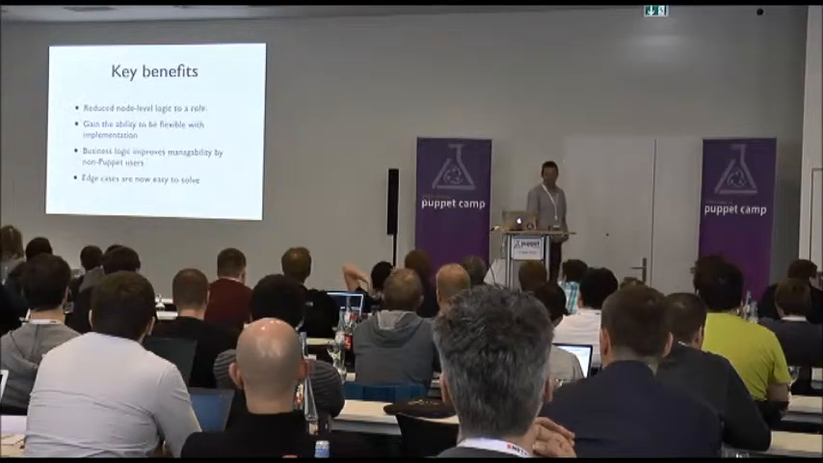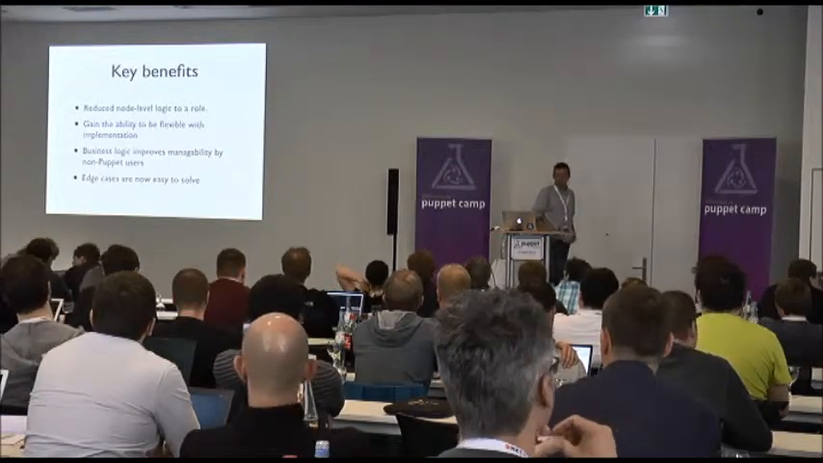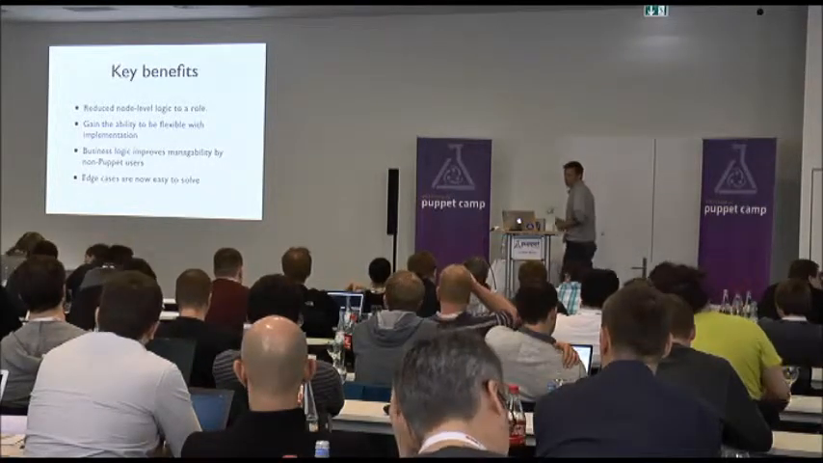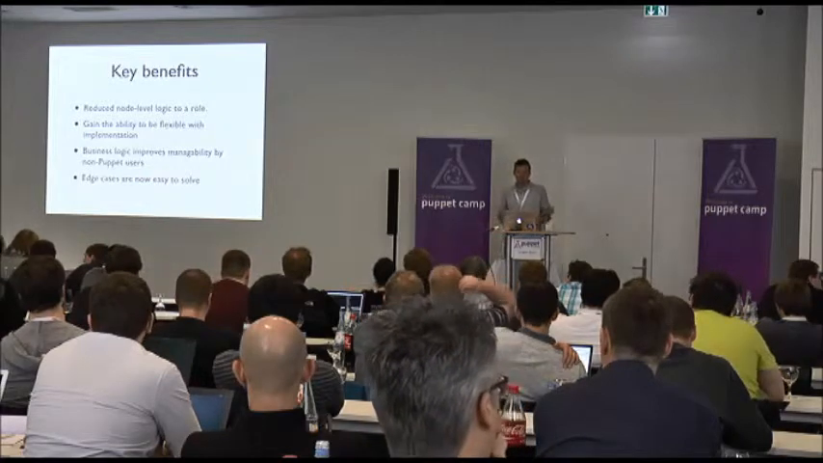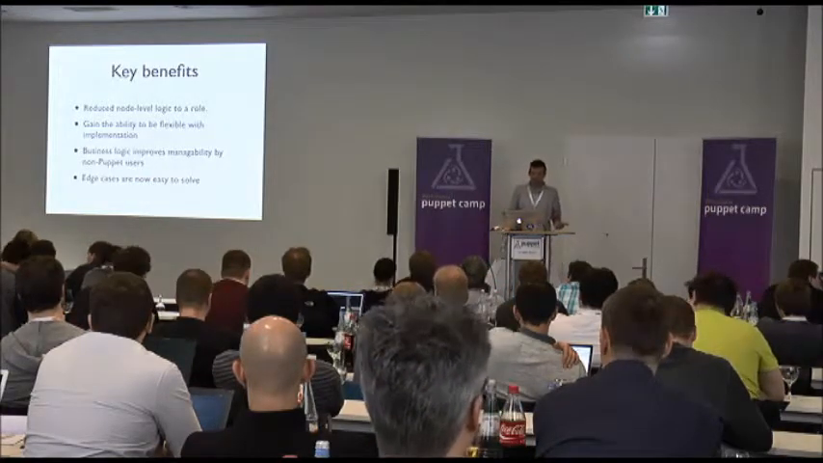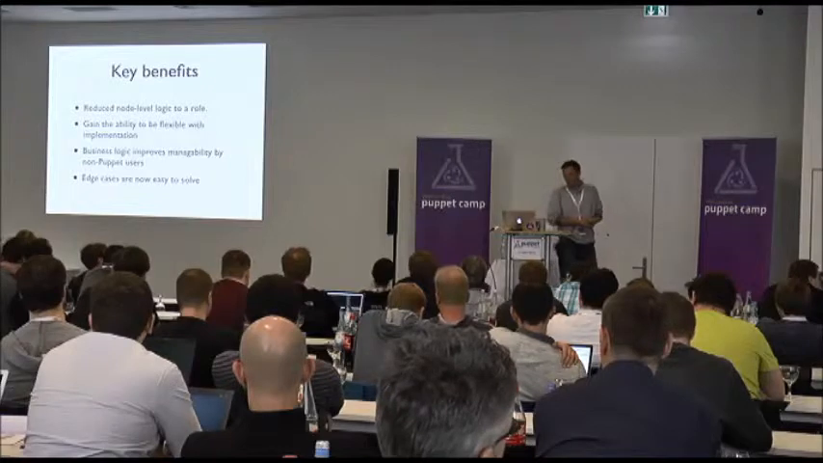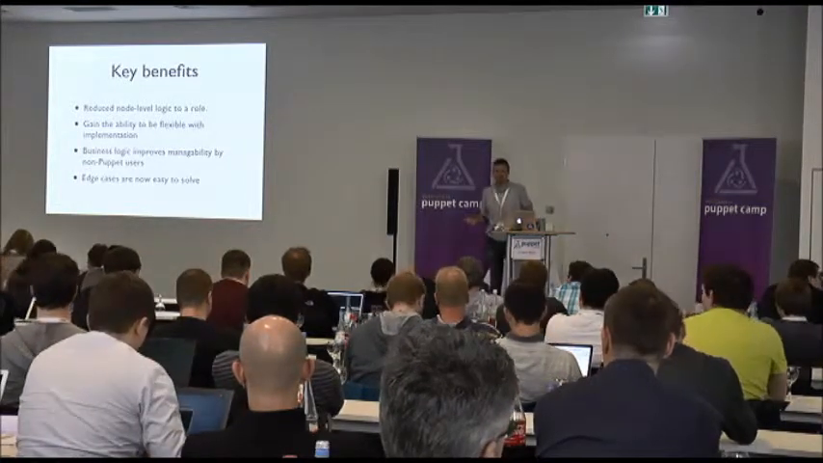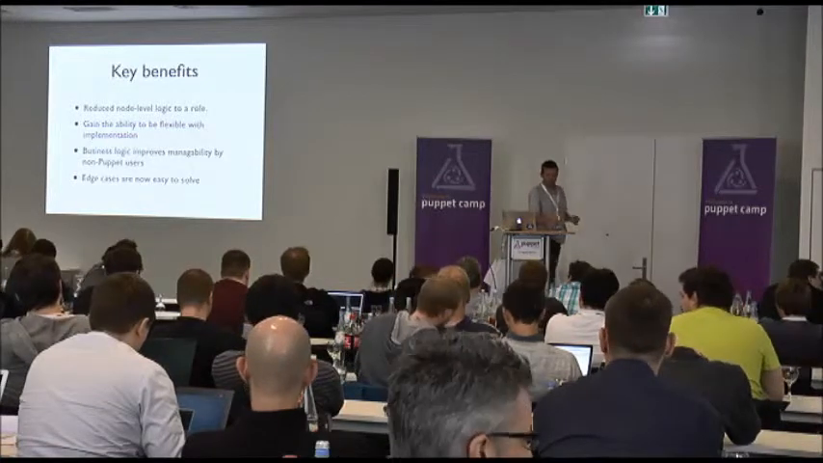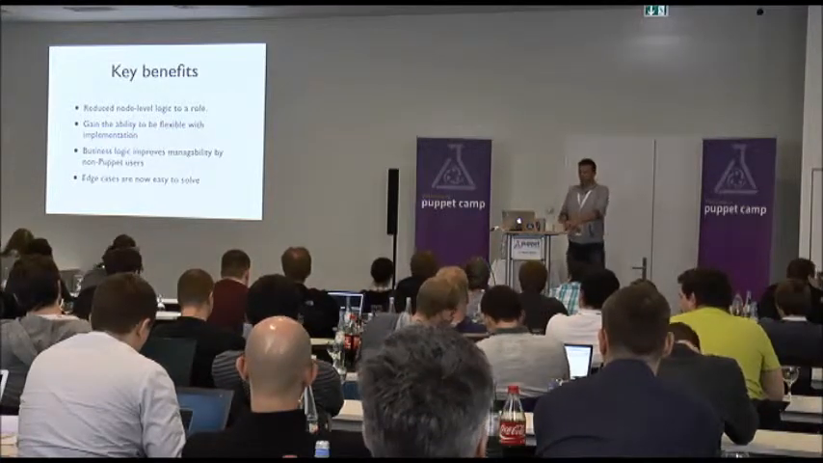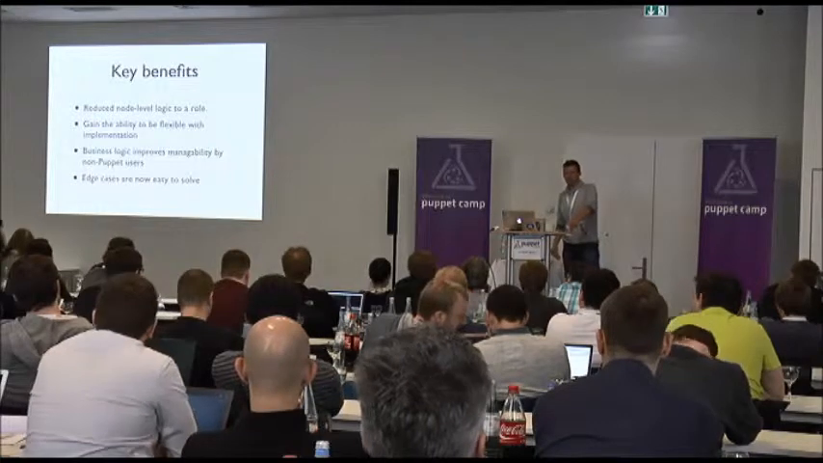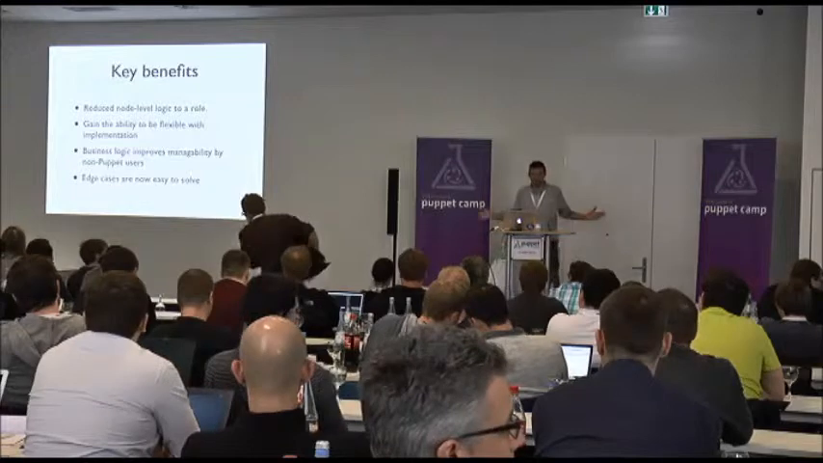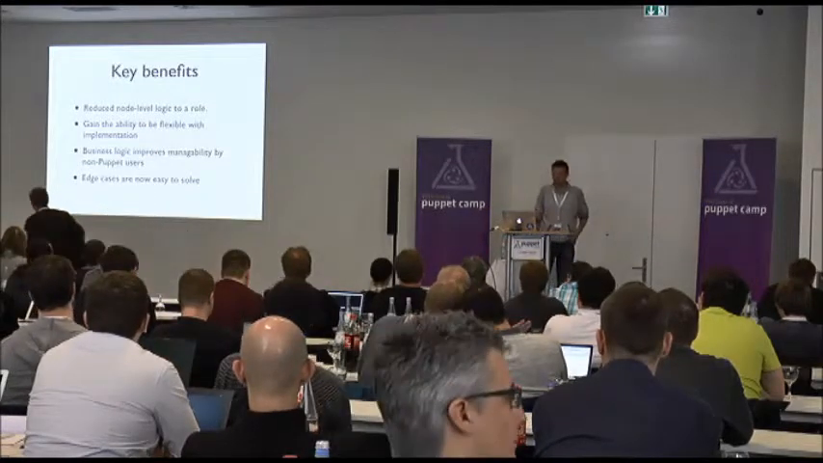So having a look at the key benefits of what we've achieved, we've reduced this node level logic that we're assigning to a node. We've gained the ability to be massively flexible with implementation now, and that's going to solve a lot of edge cases. And the business logic improves manageability by non-Puppet users. If I want to go and tell Puppet that this server should be an ACME node, I shouldn't need to know a whole bunch of Puppet to be able to do that. And now I've exposed different functions within the Puppet infrastructure to a much wider scope of people.